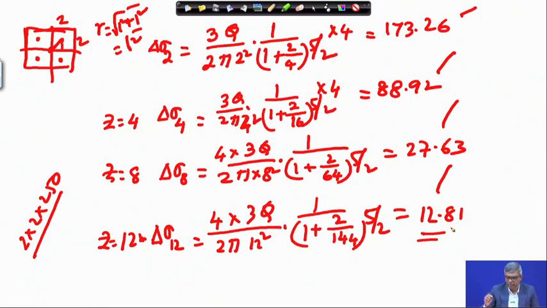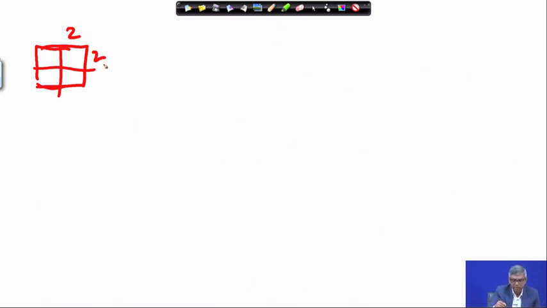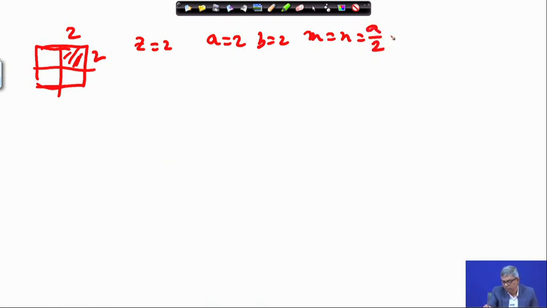So, this is the one. Let me get a new page again; I will draw the same figure, that is 4 by 4, so it will be 2 by 2. And here actually z, suppose 2 meter first. And here if I consider this small one, then it will be A equal to 2, B equal to 2. So M equal to N equal to A by z equal to B by z, nothing but 1 only.